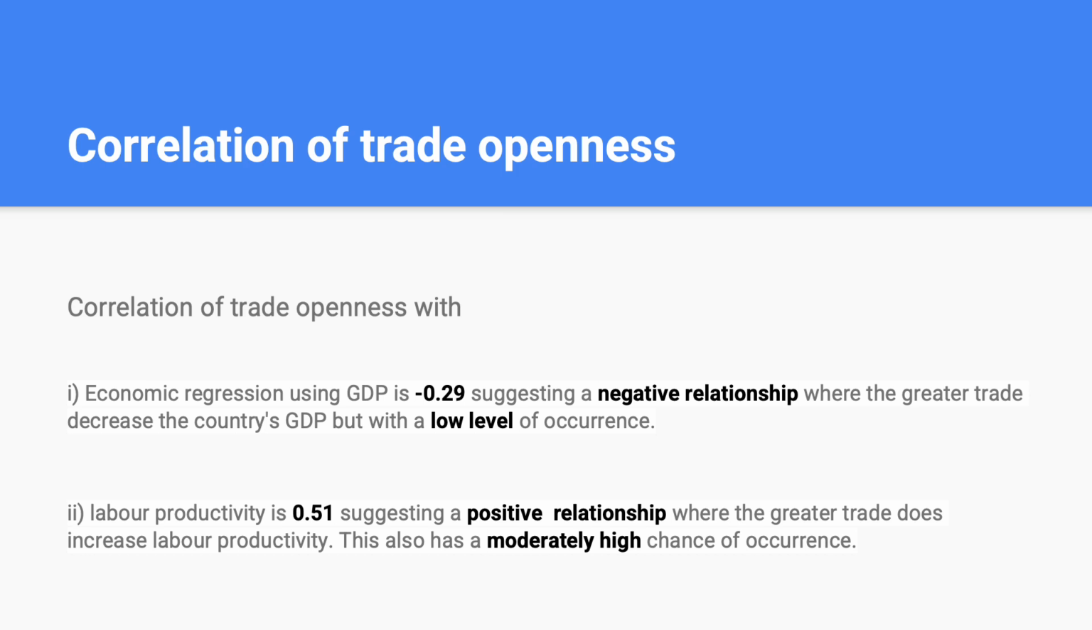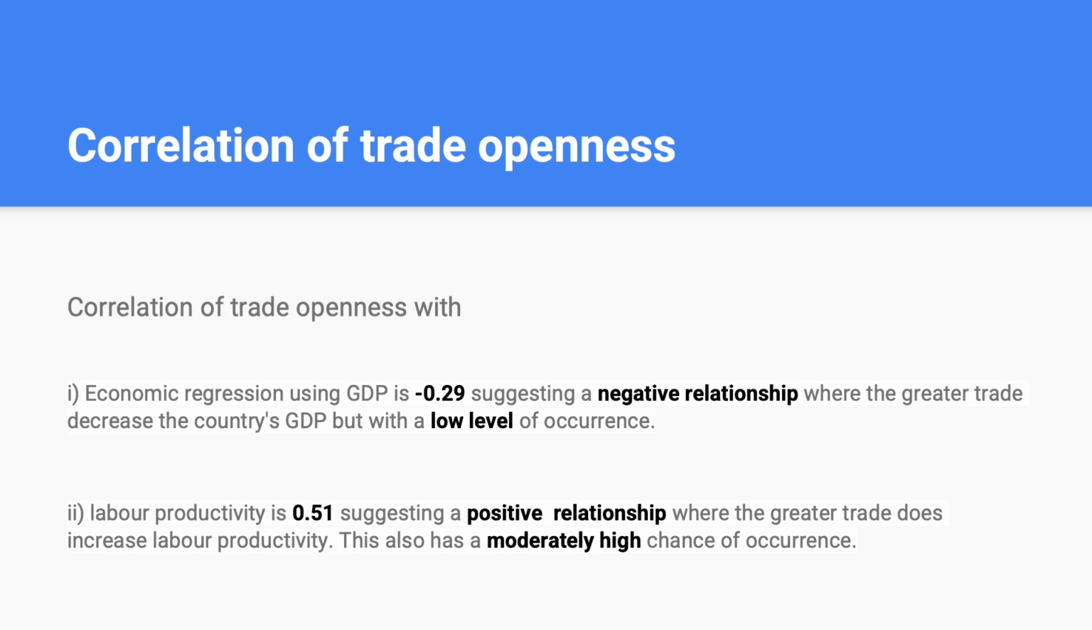Next, the correlation of trade openness with labor productivity is 0.51, suggesting a positive relationship where greater trade does increase labor productivity. This also has a moderately high chance of occurrence. You may be wondering, why does greater trade increase labor productivity? One reason is specialization and comparative advantage.